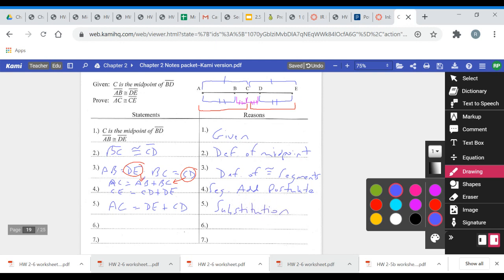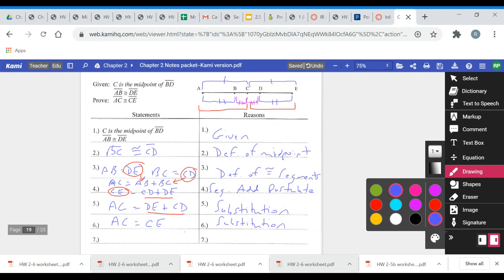All right, and then from there, I'm trying to get to AC and CE. Well, we can see right here that DE plus CD is the same thing that I see right here, DE plus CD. They're kind of on different sides of each other, but same thing, and I can see it is equal to CE. So that's what I can put in here, that AC is equal to CE. Okay, and that is substitution, again, putting something into something else's place.